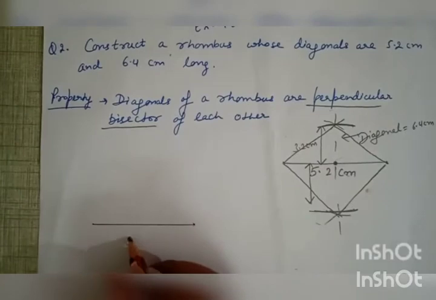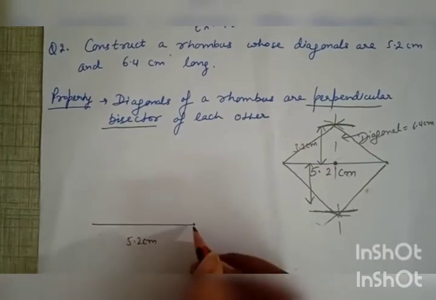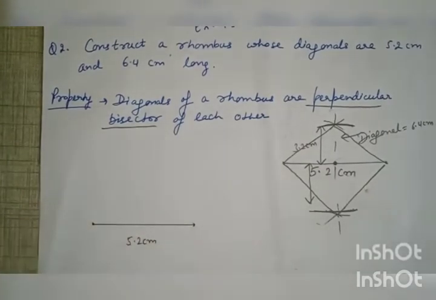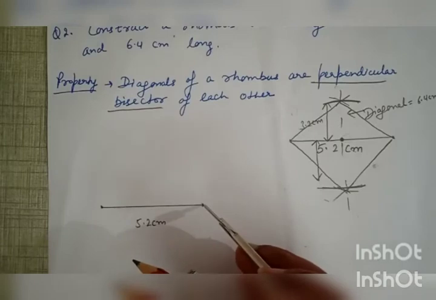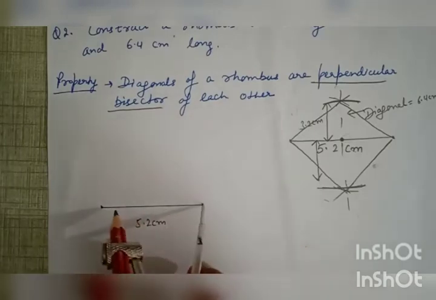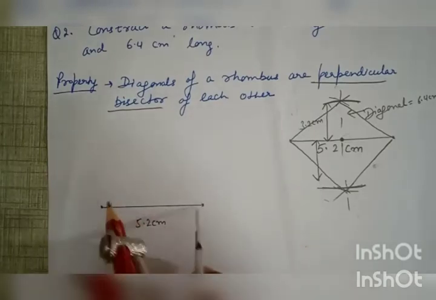Write down the dimension. Now, let us construct its perpendicular bisector. How to construct the perpendicular bisector? The rule is this one. Keep your compass at one of the end points. Open it more than half.